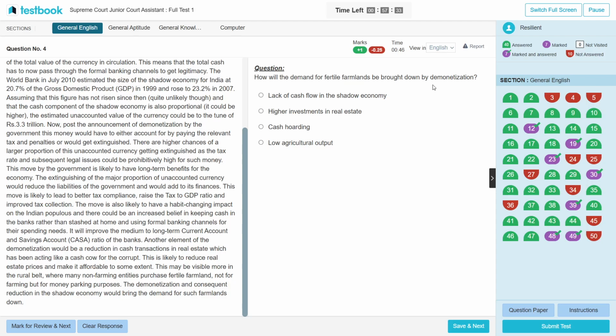How will the demand be brought down? Many non-farming entities purchase fertile farmland. Demonetization and the consequent reduction in cash will bring the demand for such farmland down.